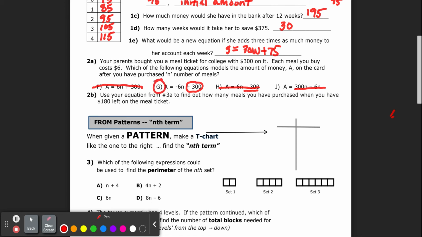It says use your equation from 3A. It's actually not 3A, it's 2A. To find out how many meals you have purchased when you have $180 left on the ticket. So again, this is another two-step equation, just like it was up on problem 1. You would subtract 180 from 300, which is 120, and then 120 divided by 6. So that would be, how many meals have you purchased? That'd be 20 meals.